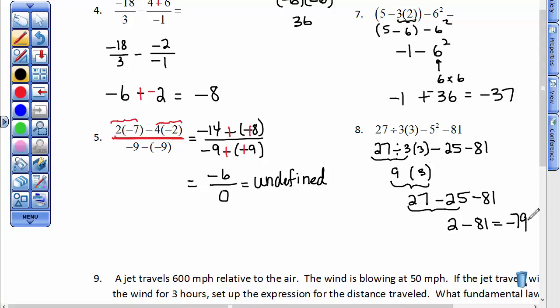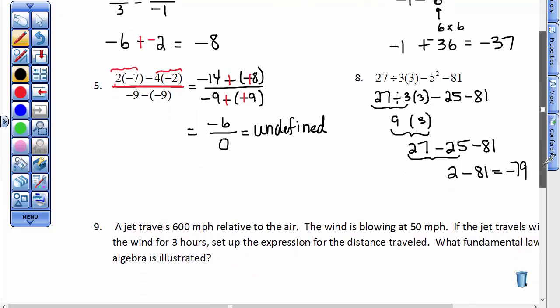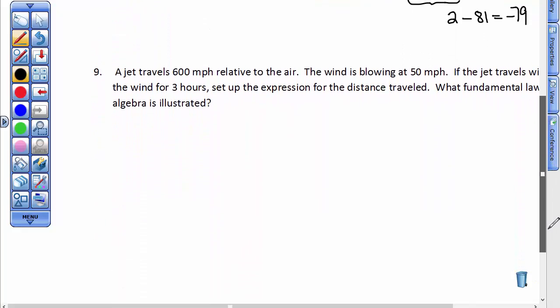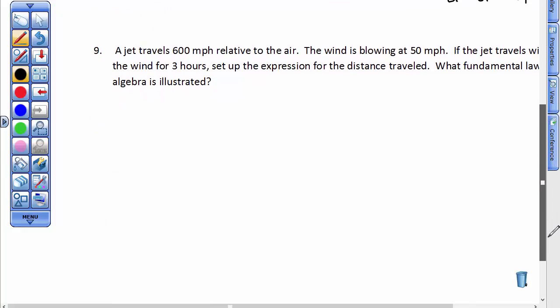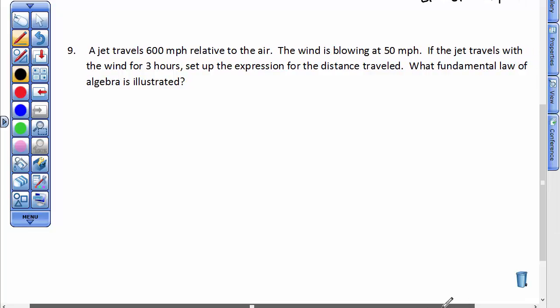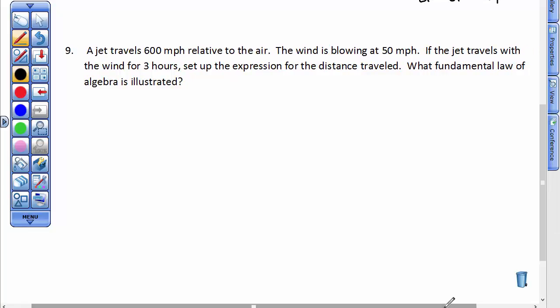All right, finally, this last question is quite interesting, and it's just asking us to think about a fundamental law of algebra when thinking about this problem with this jet. So let's see. A jet travels 600 miles per hour relative to the air. The wind is blowing at 50 miles per hour. If the jet travels with the wind for 3 hours, set up an expression for the distance traveled.